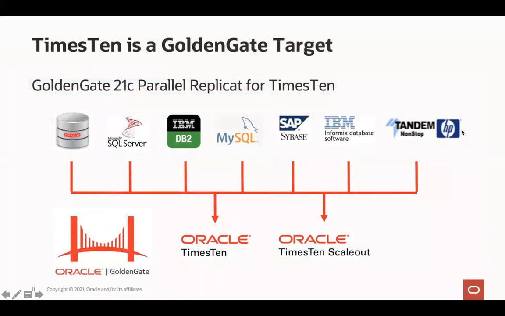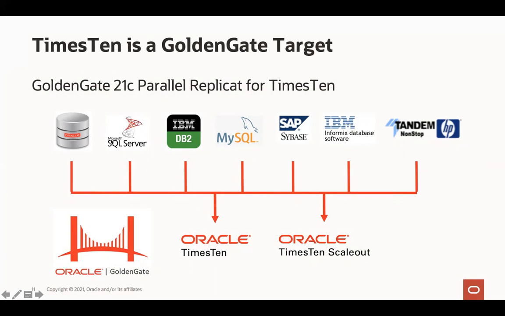Now, we started off by saying we had two flavors of TimesTen, the classic version and the scale-out version, and you could use them either as a system of record or as a cache. So one way that you can use TimesTen as a cache is if you use GoldenGate. What I mean by that is you pick your favorite database as a system of record that you want to cache the data for fast reads in TimesTen.